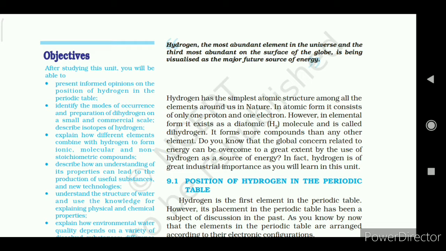Do you know that the global concern related to energy can be overcome to a great extent by the use of hydrogen as a source of energy? In fact, hydrogen is of great industrial importance, as you will learn in this unit.